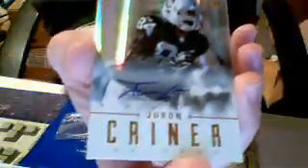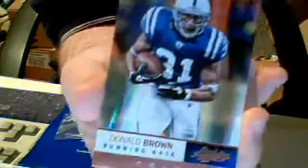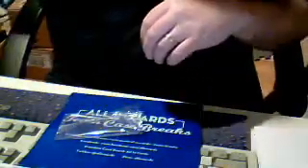All right, pack one. Jamaal Charles. Roddy White Spectrum, numbered out of 50. Jonathan Baldwin auto. Numbered to 299. And a Drew Brees base. And Donald Brown. That was pack one. Into pack two.